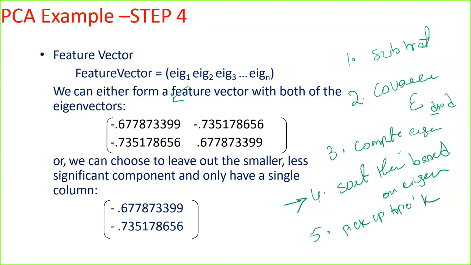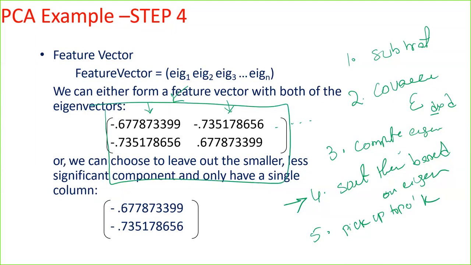Once you get the covariance between them, compute the eigenvalues and the eigenvectors of that. Then sort them based on their eigenvalues. This is the eigenvector corresponding to the highest eigenvalue, this is the next highest eigenvalue's eigenvector, and so forth. Now if you want to project the data to k dimensions, just pick the top k eigenvectors.